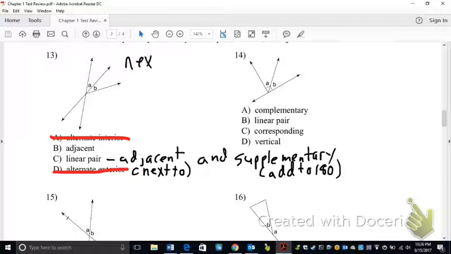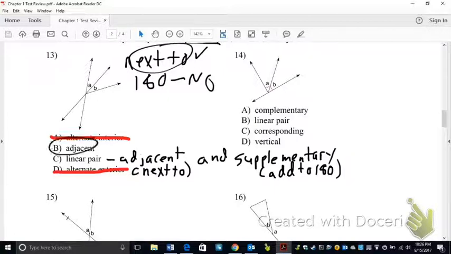So let's look at A and B. They are next to each other. Check. But do they add up to 180 degrees? Well, not that we know of. No. So it is just an adjacent. They're just a pair of adjacent angles.